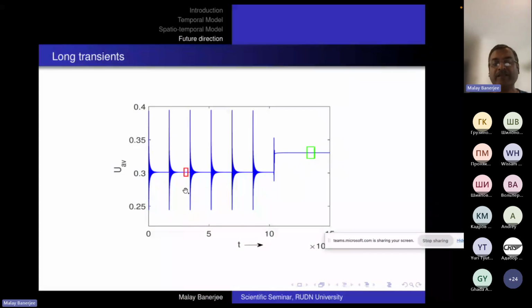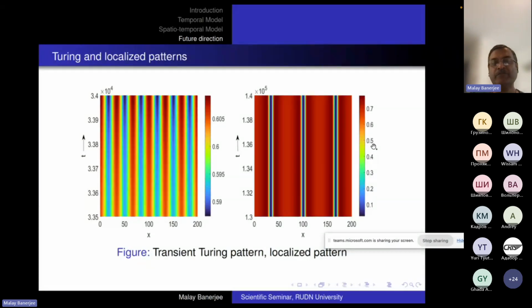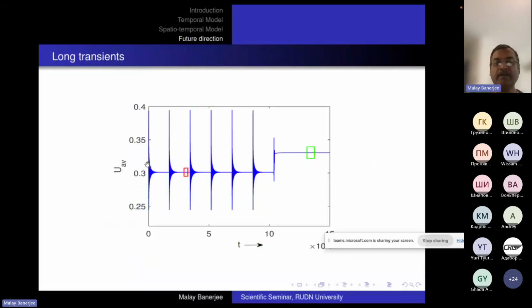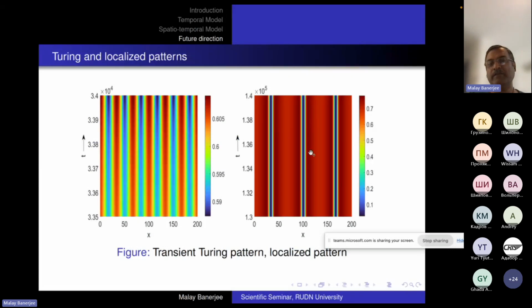If we look at the corresponding spatial patterns for these two different regions, one taken from here and another taken from here, this corresponds to the area marked in red, and this corresponds to the portion marked in green. This particular heterogeneity, that is, the number of peaks which we observe here, matches the unstable eigenmode corresponding to the Turing instability. But this pattern is quite often on and off, and ultimately it settles down to this kind of structure.